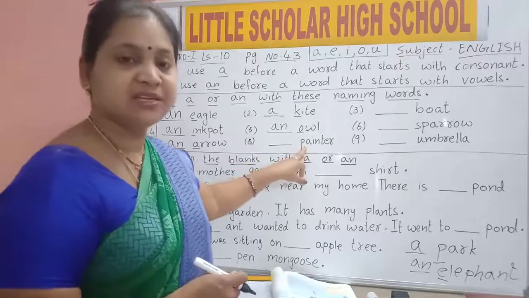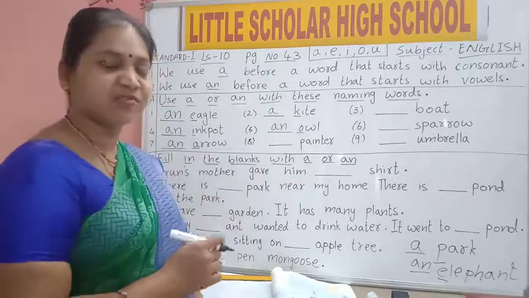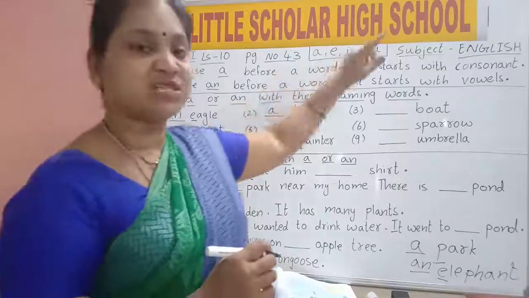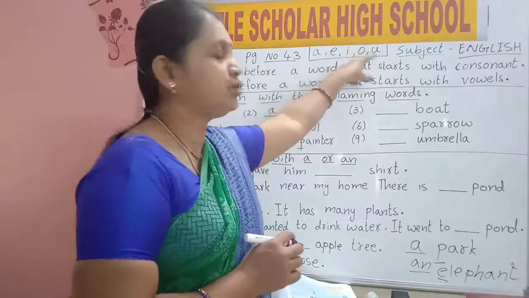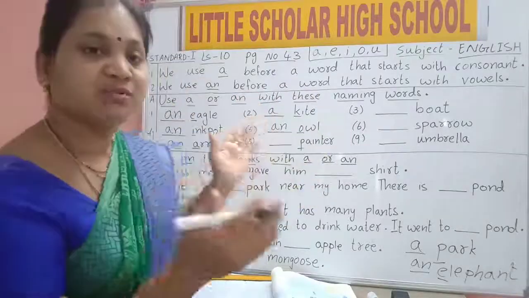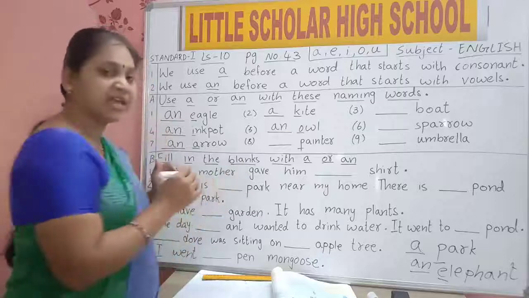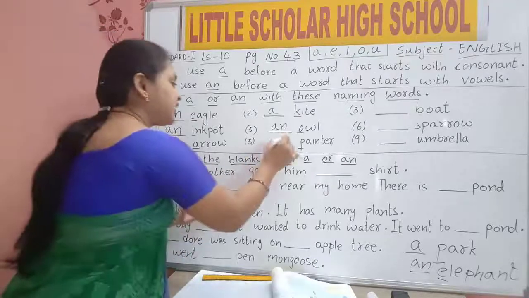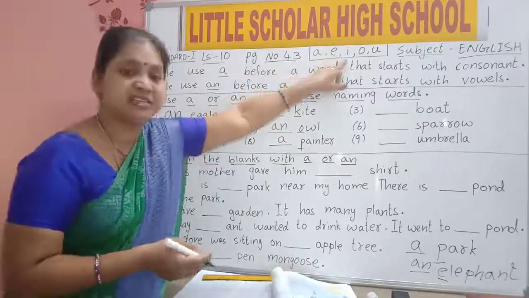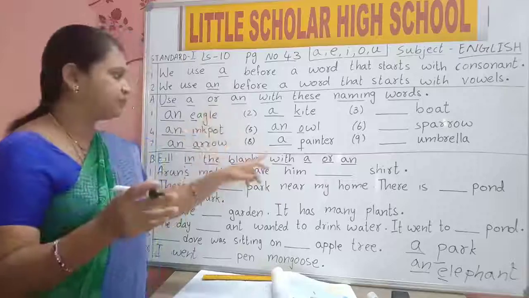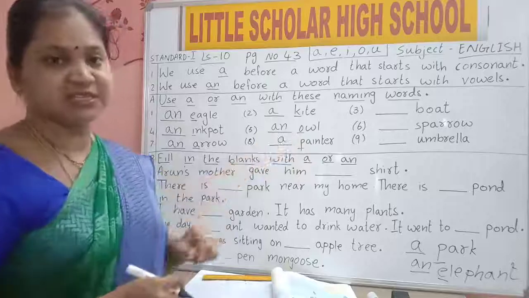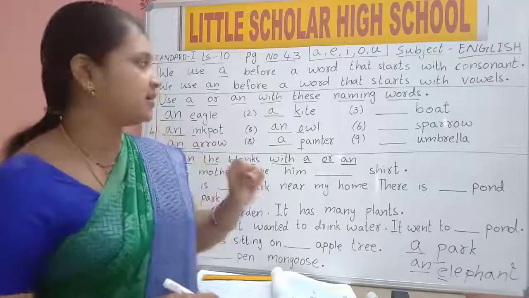P, A, I, N, T, E, R, painter. What is the first letter of painter? P. Now see in vowels you have A, E, I, O, U. P is not there. That means it is a consonant. So in front of consonant what you should add? A or an. In front of consonant A. If vowel letter is there, an. Very simple. If it is not there, A. So in vowels you don't have P, so you should write A. A painter. A painter means we are talking about one painter.